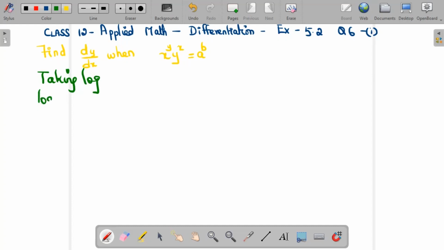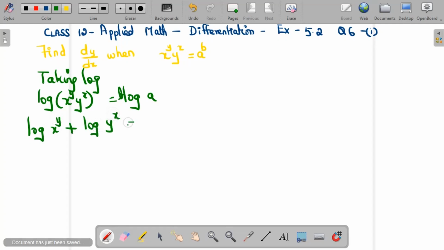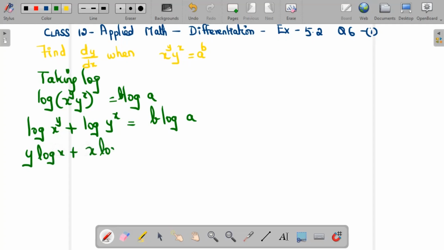this will reduce to log of x to the power y to the power x is equal to b log a. I'm going to expand this particular expression on the left side using logarithmic property. So this is log of x power y plus log of y power x is equal to b log a. Now, according to log property, log a power m is m log a. So this is y log x plus x log y is equal to b log a.